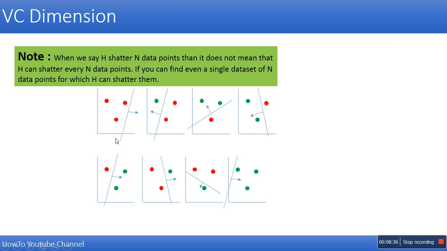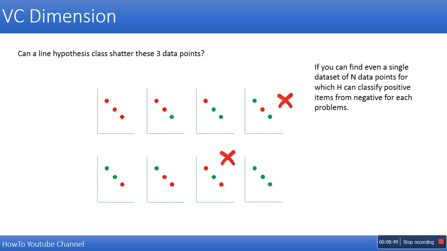For our shattering concept, if we can find even a single sample of data points that works, we can say that our hypothesis class can shatter those data points. Like in this two-dimensional space, if you can find any three data points which can be shattered, then we can say the hypothesis class can shatter three data points. So a line can shatter three data points, remember that.